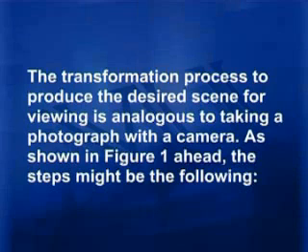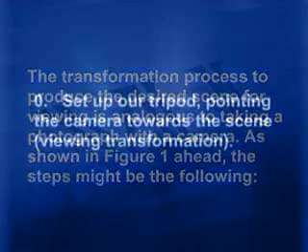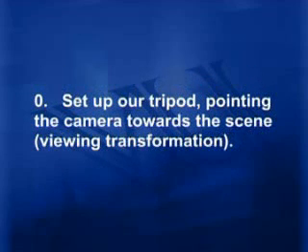The transformation process to produce the desired scene for viewing is analogous to taking a photograph with a camera. As is shown in the next figure, the steps might be these. The first one, of course, the foremost step would be to set up our tripod pointing the camera towards the scene. And this can be termed as our viewing transformation. As said earlier, before we start taking the picture, the first thing will be to turn the camera towards our object of interest.